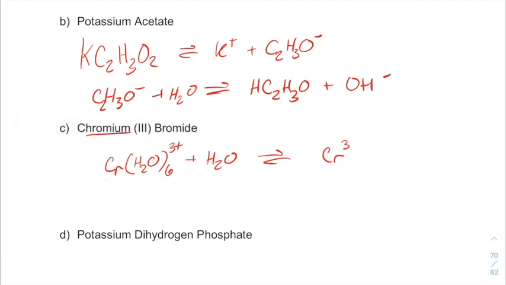Okay, so the result is going to be that at least one chromium hydroxide is going to join up. Now, I'm just making some guesses here as to how many waters it has. Chromium is a little bit of a smaller element, so probably 6 is a pretty good bet. And the result is an H+. So this is an acidic solution. And the previous one was basic.